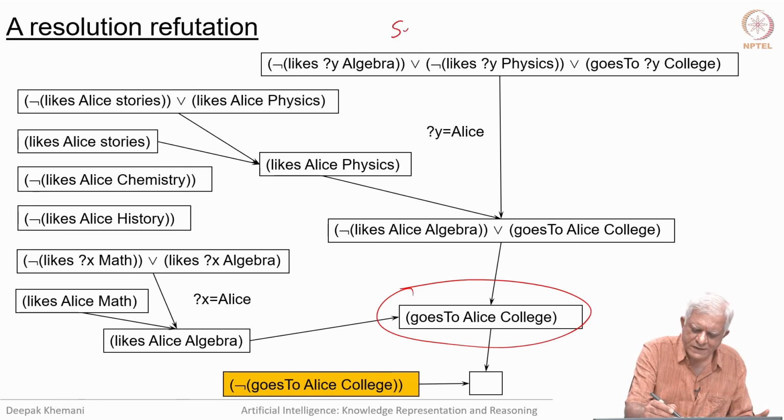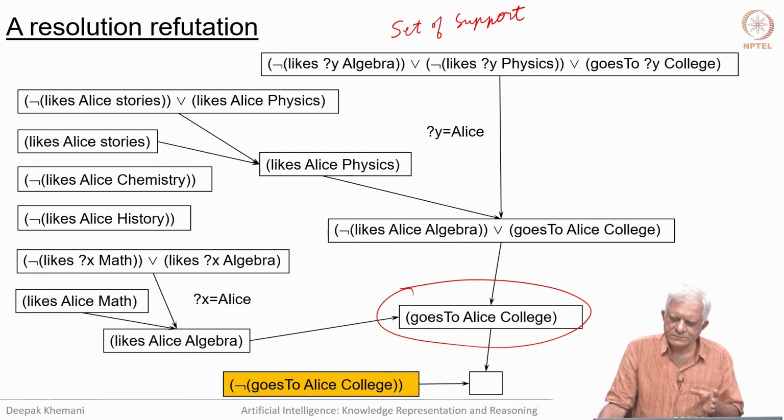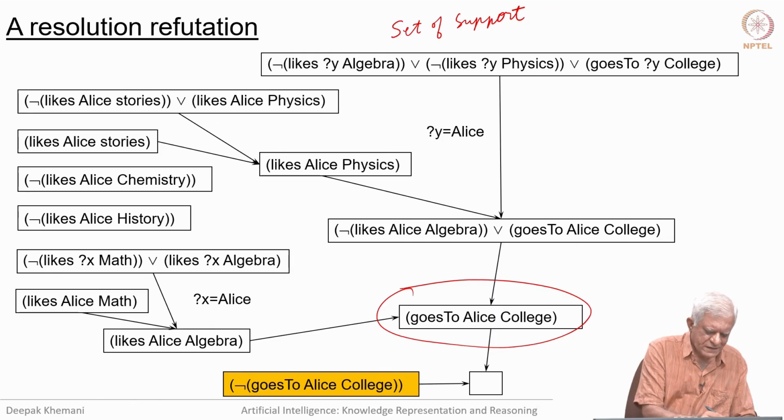This strategy is called the set of support strategy. The set of support strategy says that you should try to use the negated goal as early as possible. Here we have used it in the very end. So, as a small exercise, I will ask you to start by using the negated goal in the first resolution step, and then try to use either that or what was derived from that, and you will see that that also works well essentially.